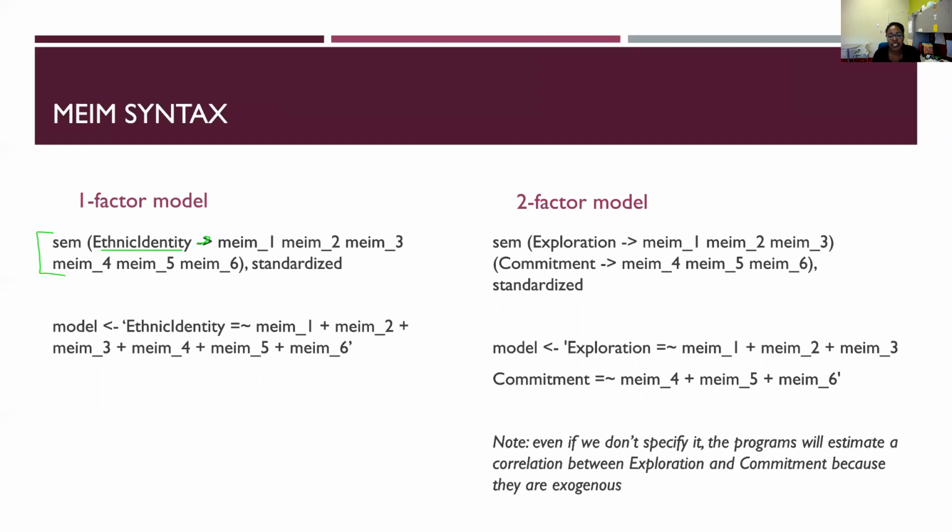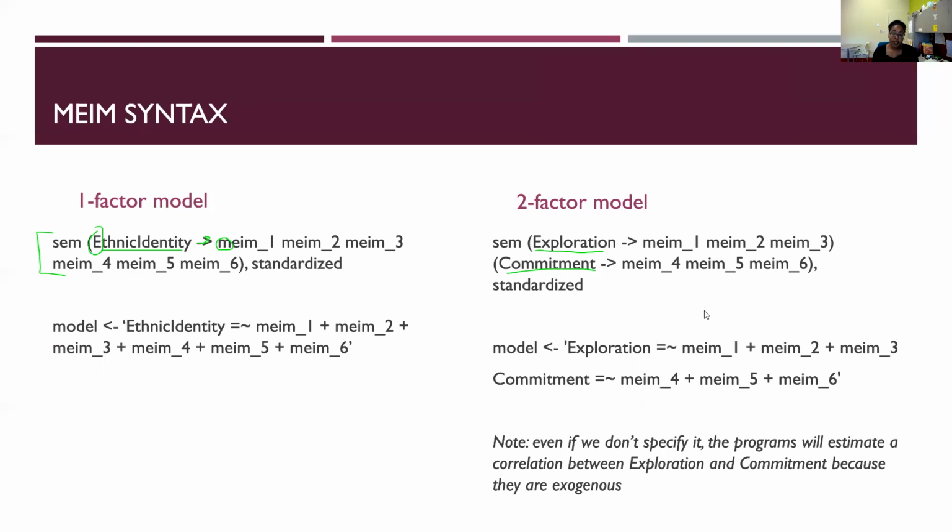Another special thing in Stata is that latent variables need to start with a capital letter, and observed variables need to start with a lowercase letter. So if you're getting some errors, especially if it says something about not identified or something about latent variables, then you need to make sure that you have lowercase letters for your indicators and uppercase letters for your latent variables, your factors. Okay, and so then for the 2-factor model in Stata, here you see exploration is composed of mean 1, 2, and 3, and commitment is composed of mean 4, 5, and 6.